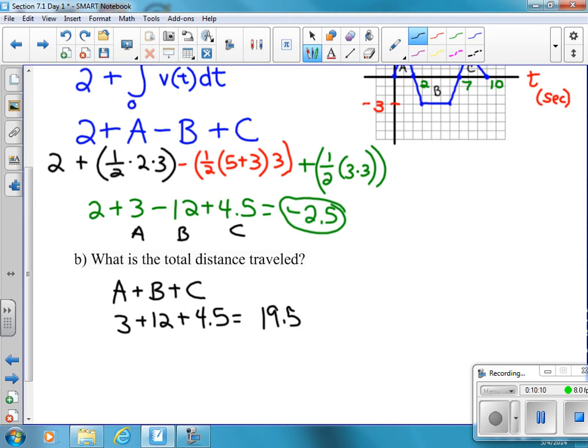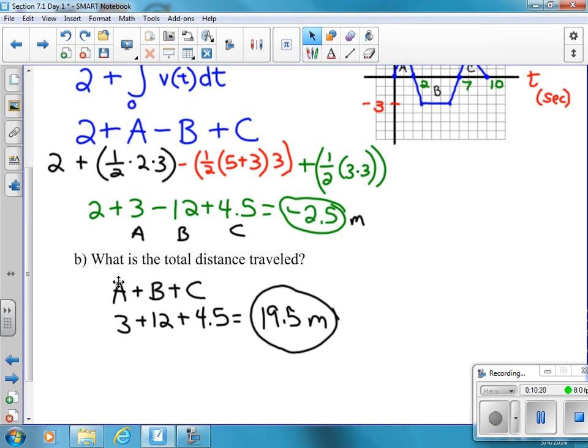19.5. And actually, if we were really being diligent, and often you get a point for using units, you should be putting down meters, because in this problem, they gave you the units. So when you do this in your assignment, if they do give you units, use them. Often you get a point for it on the AP test, which is a lot. So there you have it. That's section 7.1, day 1.